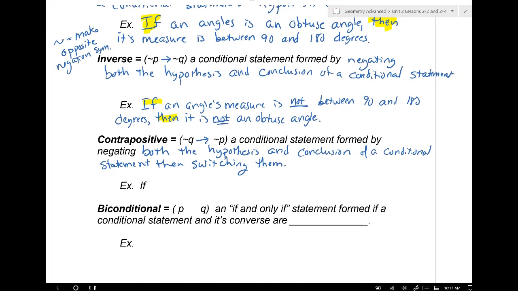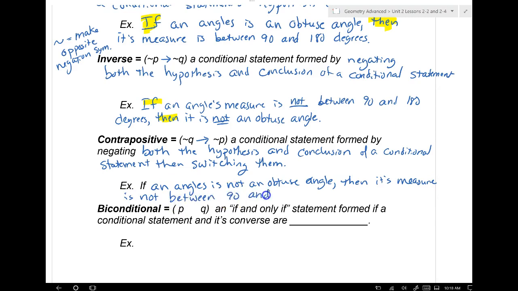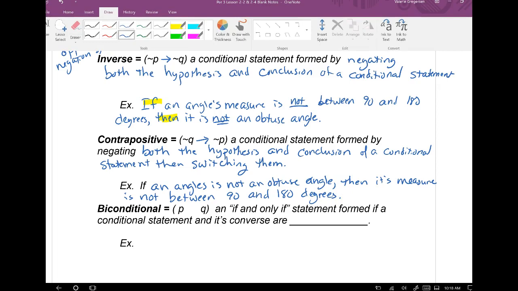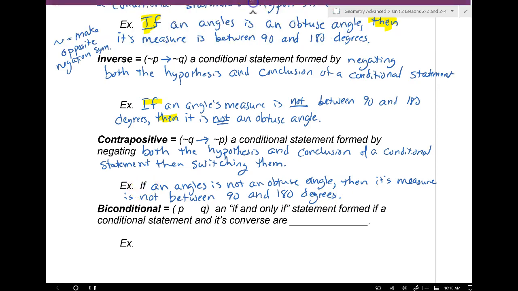So guys, help me. What's going to be after the if here? If what? If it's not. All right. Are we going to use the word it? No. We're going to say if an angle is not an obtuse angle, then its measure is not between 90 and 180 degrees. Notice again, did anything move on this one? Did my if and the then change spots?